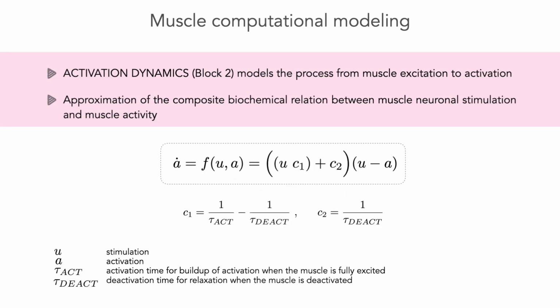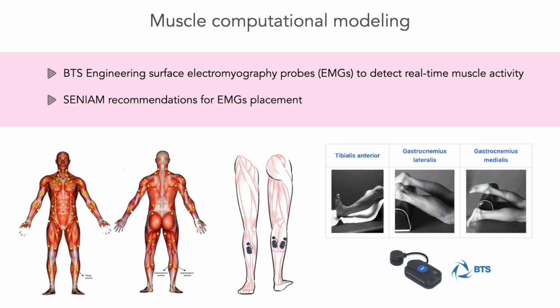Block 2 approximates the process from muscle excitation to activation by a first-order differential equation, taking into account the activation and deactivation time for each muscle. Inputs of block 2 are the EMG signals acquired by a set of BTS Engineering surface electromyography probes positioned on the muscles by following the SENIAM recommendation for EMG placement.